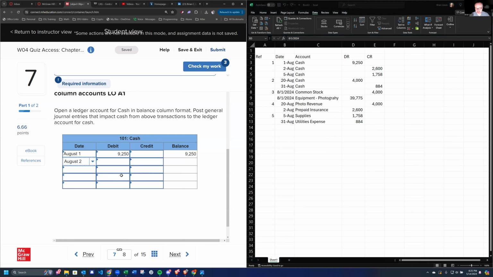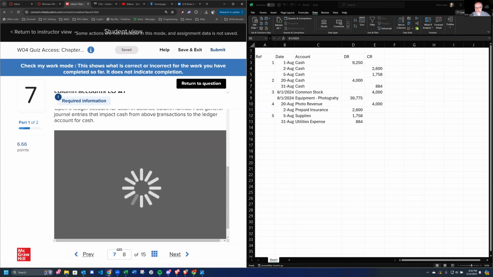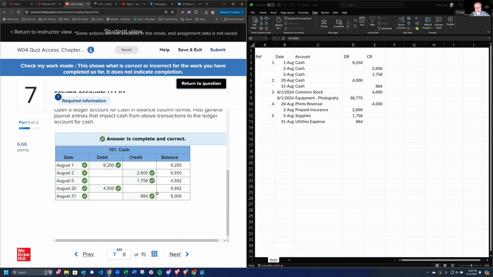So now we can go August 2nd is going to have a credit of 2,600. August 5th is going to have a credit of 1758. August 20th is going to have a debit balance of 4,000. And August 31st is going to have a credit of 884. Now, we should be able to check our work on this and see if I got it right. Voila. Okay, so now we have the first part right.